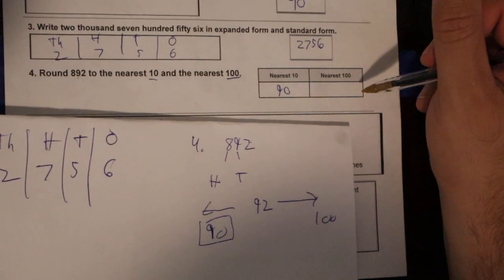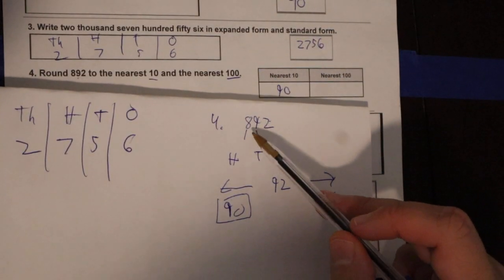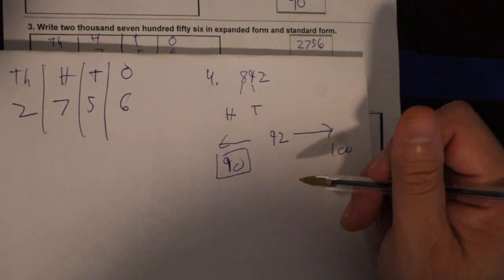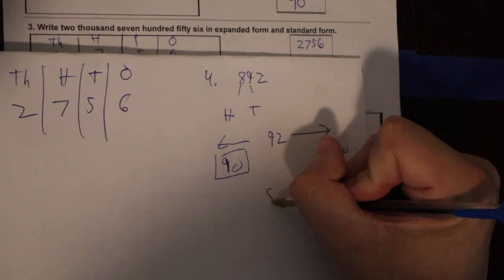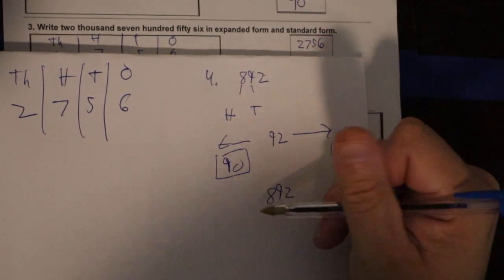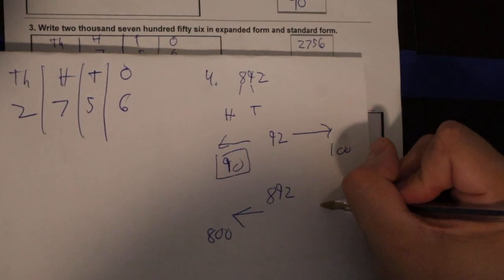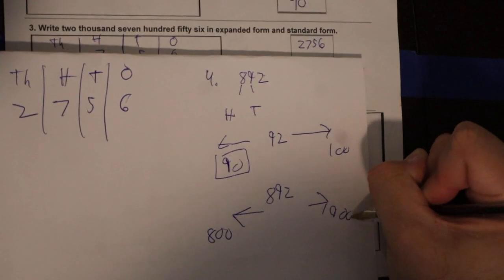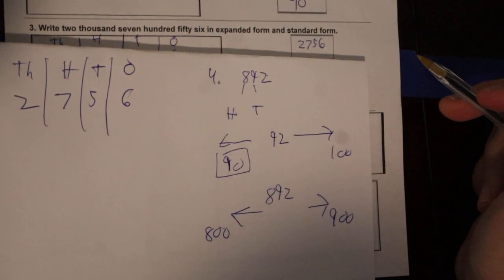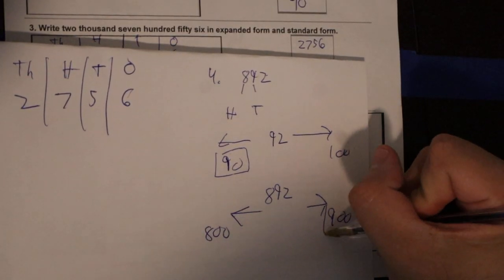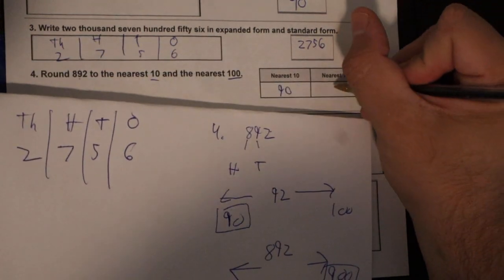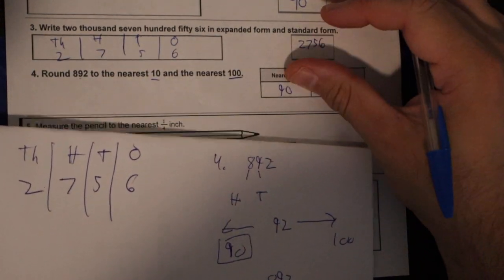The nearest 100, well, we already know that 800 is it, so the same concept. So if it's 892, the nearest 100 is either going to be 800 or 900. Which one's closer? 900. So 900 is the nearest 100 for that one.